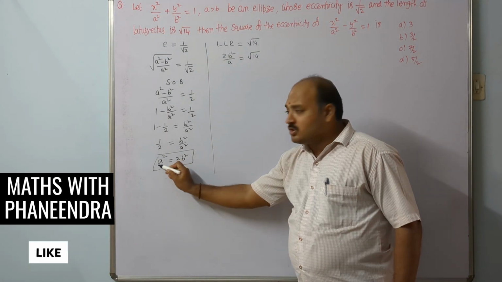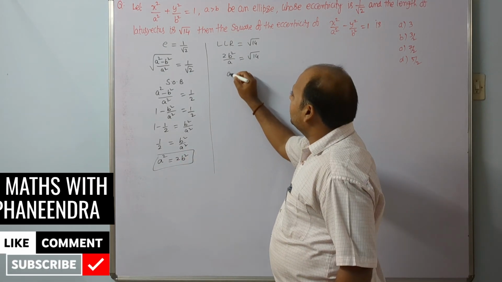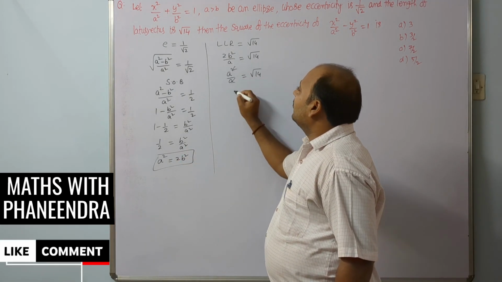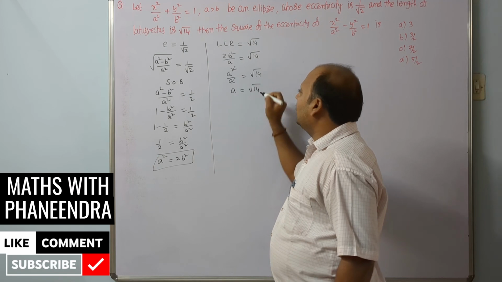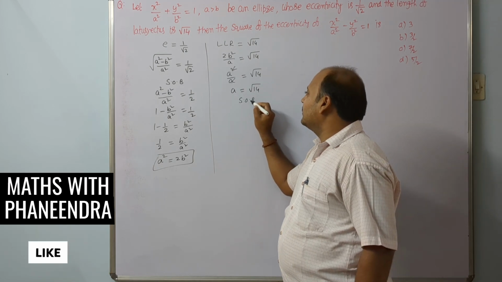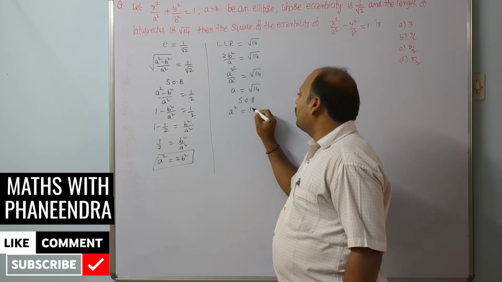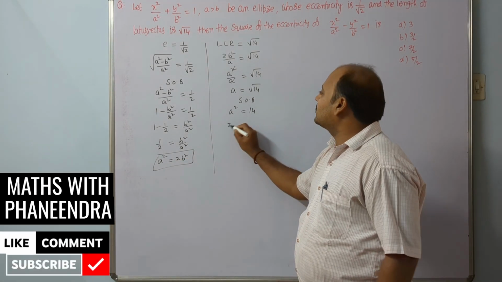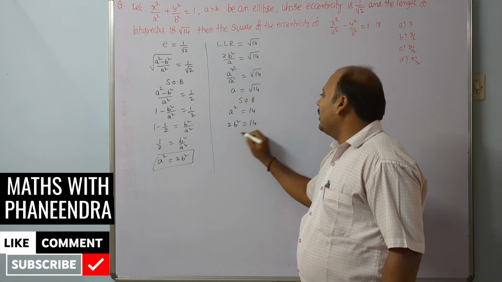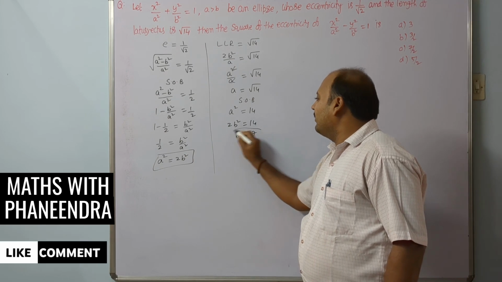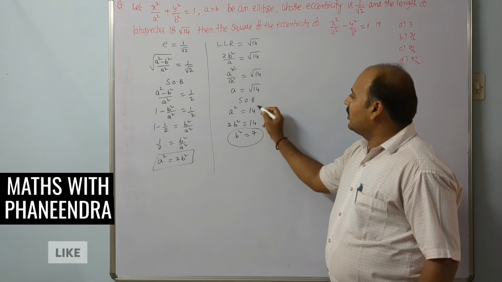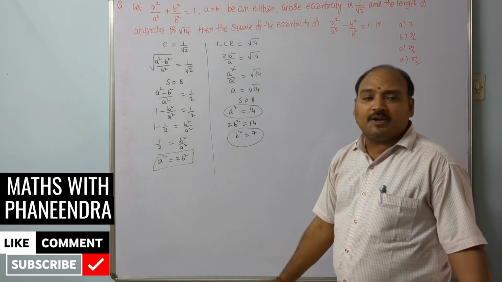2b square value is what? a square by a is equal to root 14, so a is equal to root 14. Squaring on both sides, a square equals 14. Again, a square value is what? 2b square equals 14, so b square equals 7. We got the b square value, and the a square value also.